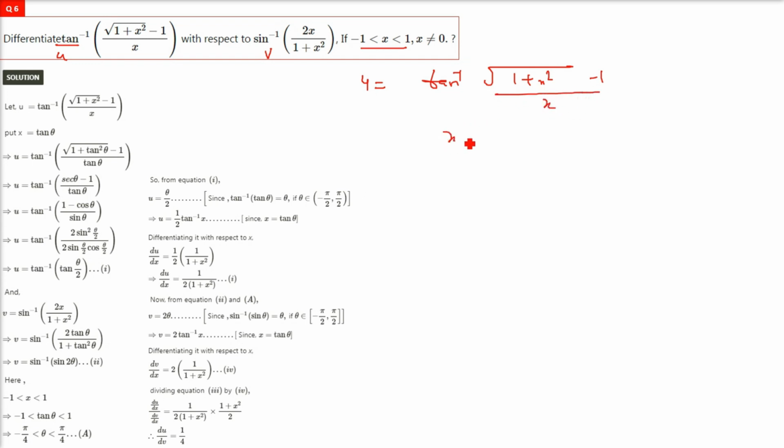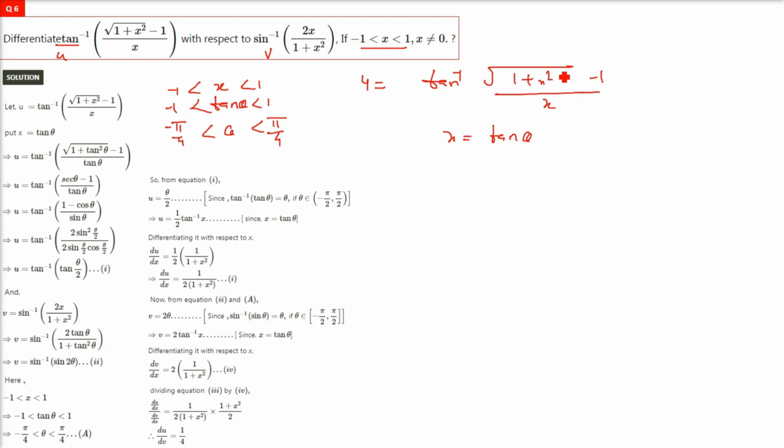Now here x we will take as tan theta, and when you put x as tan theta, you have to check the boundary also, because x is between negative 1 and 1, so tan theta has to be between negative 1 and 1. This is what the question is asking. Now you can just take the tan inverse of all the values. So this is going to be negative pi by 4, this is theta, and this is pi by 4.